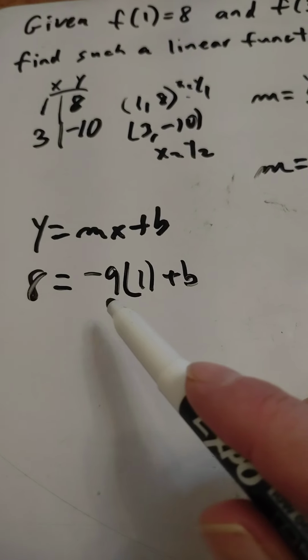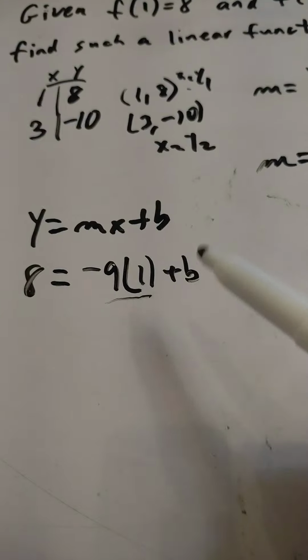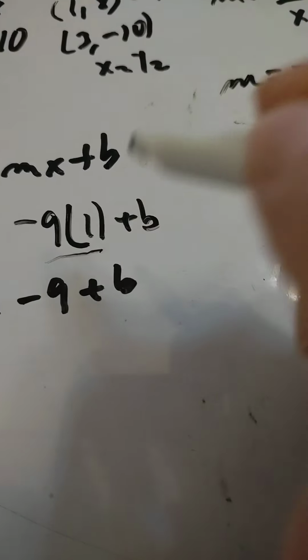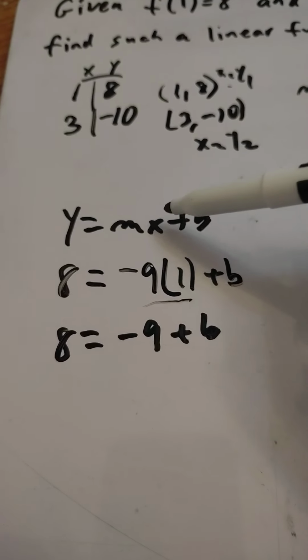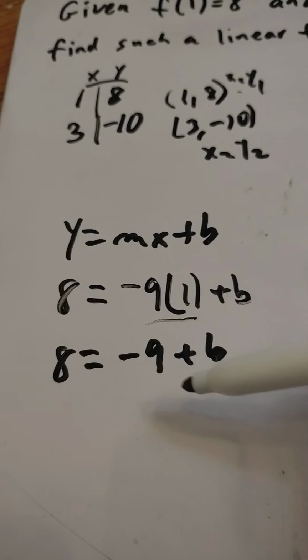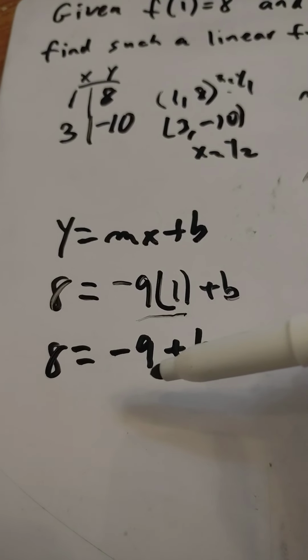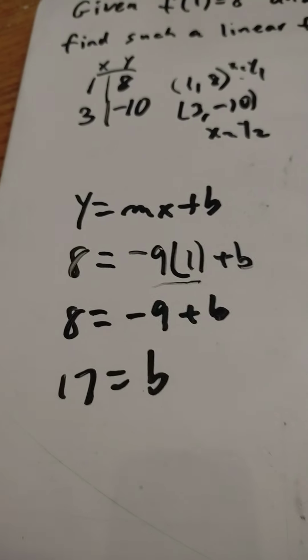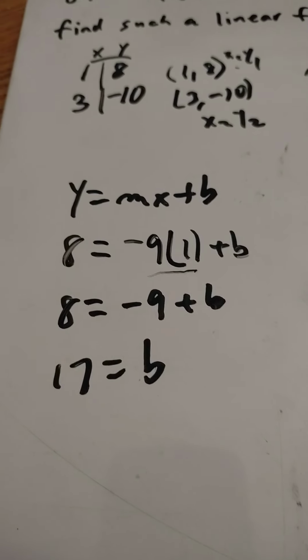Next step, always multiply those two right off the bat. So now we have a equals -9 plus b, because that's a product, m times x. -9 times 1 is -9. Okay, and now we want to solve for b. So let's add 9 to both sides. We get 17 equals b. Once you solve for b, we're 99% done.